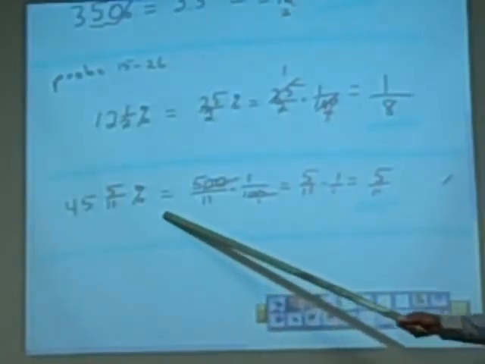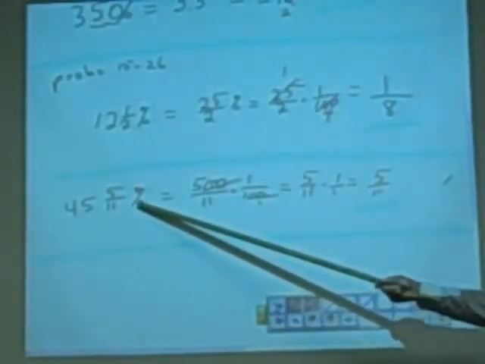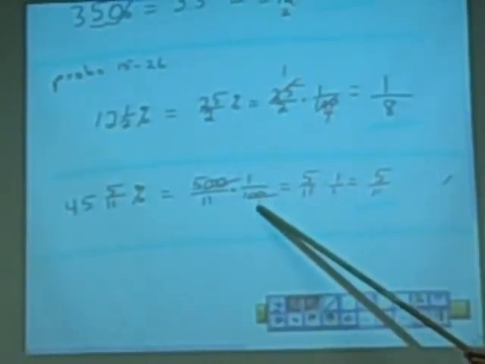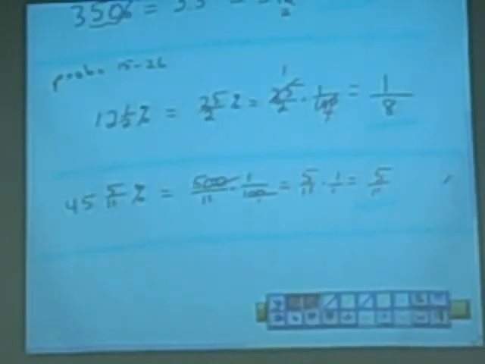Because percent, this percent sign right here, when you convert that percent sign to a number, that's always going to be 1 over 100. Okay? And you understand this when you reduce it.